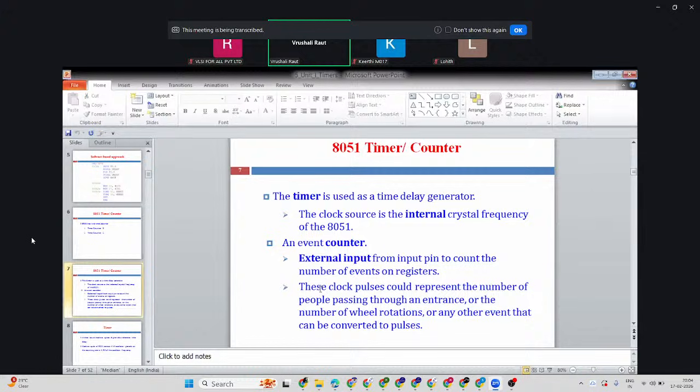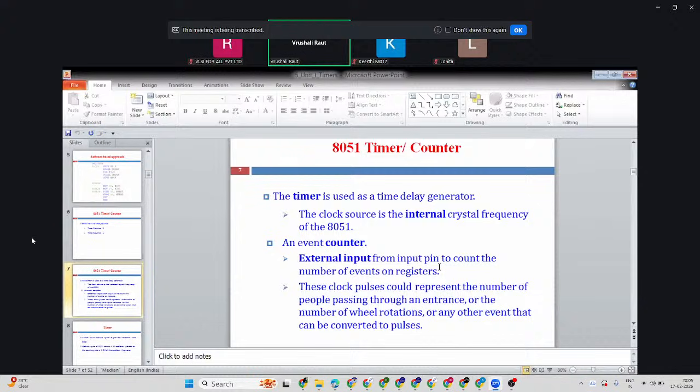Let's read this. These clock pulses mean external pulses coming from an IO pin, which could represent the number of people passing through an entrance, or the number of wheel rotations, or any other relevant event that can be converted to pulses. This can be a small project or experiment for you. What to do? Use the counter to count the external pulses, or set the timer to generate a delay.